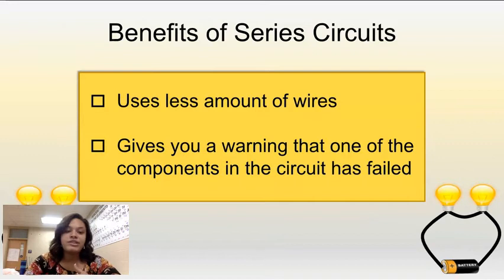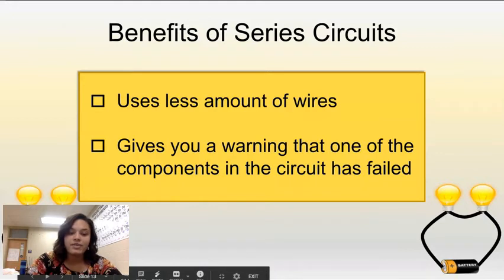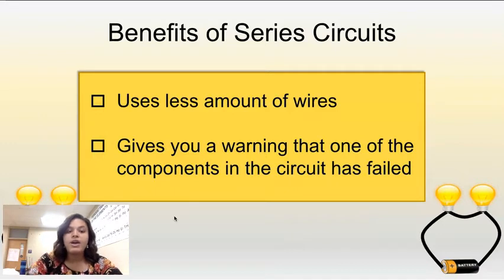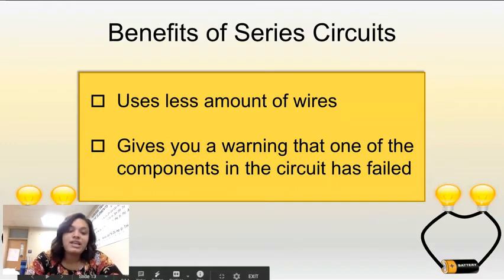Great things about series circuits, you use less wires and it gives you a warning that one of the parts has failed. So if this guy goes off, this guy will also be off. So you'll know exactly which part of that series is broken because everything after that series is not working. And also you use less wires because there's less pathways.